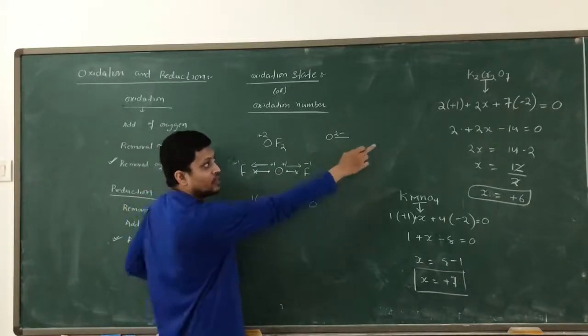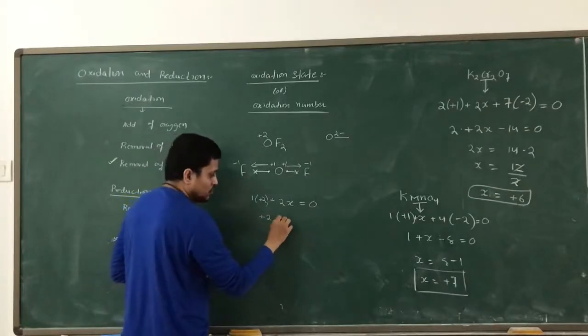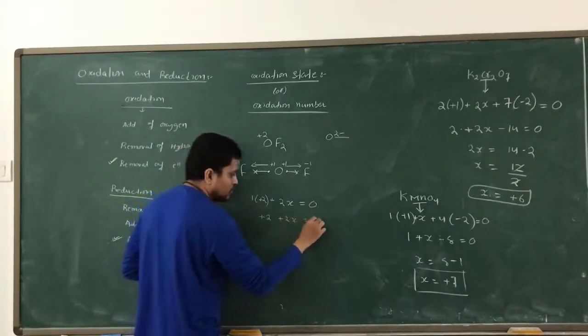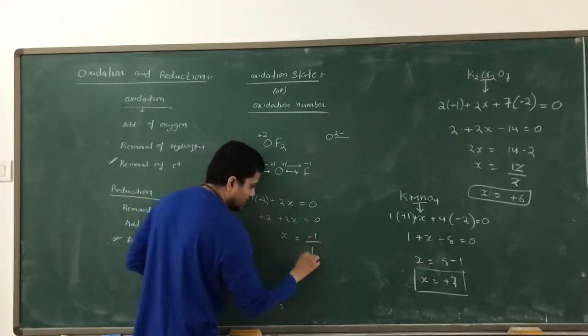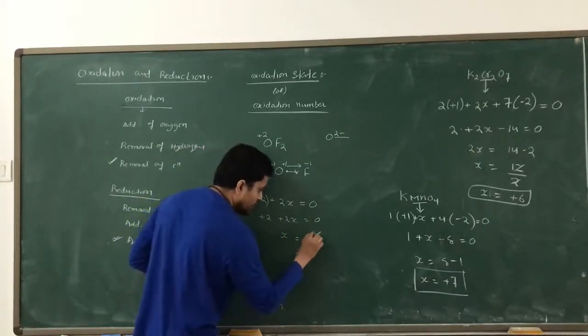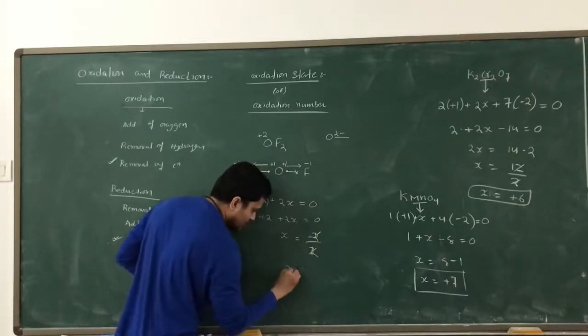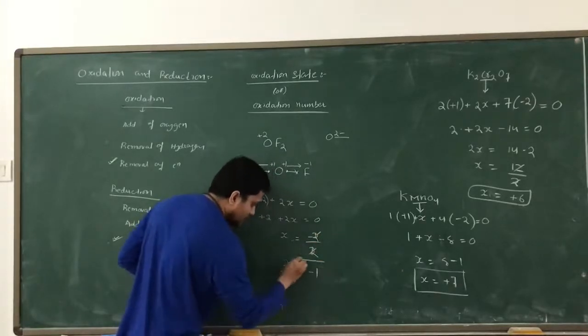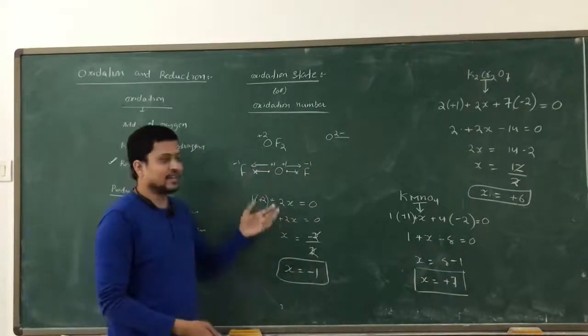Normally we used to take -2 over there, right? So now it is plus 2. So plus 2 plus 2x is equal to 0. So it is going to be x is equal to -1 by 1 is equal to -2 by 2. -2 by 2 is equal to -1. X is equal to -1. That means for fluorine we have -1. The same way we can go for any other element also.